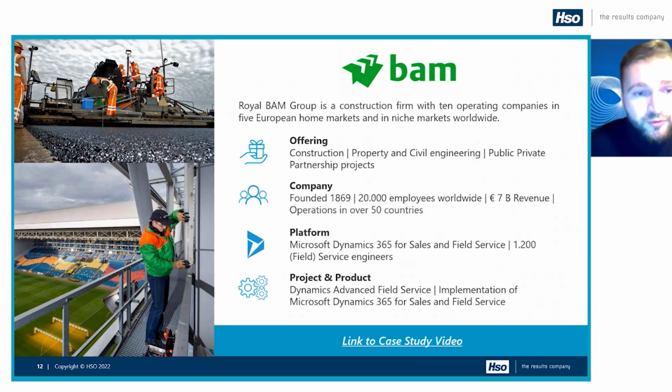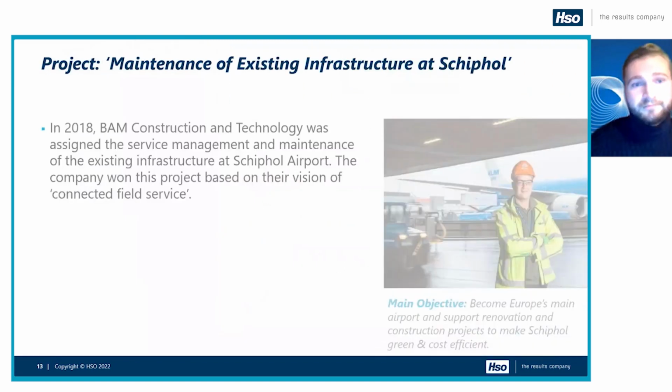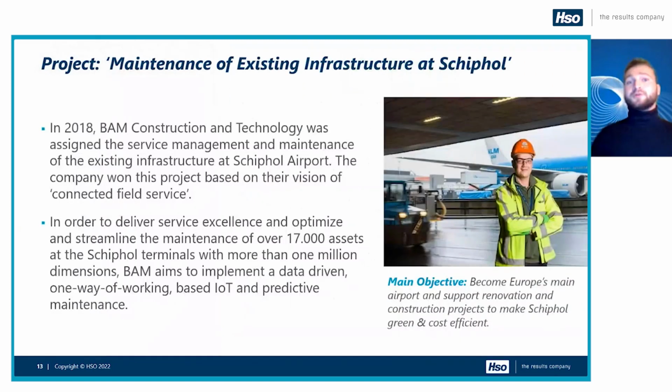And Royal BAM Group actually maintains a lot of hyperscale facilities. You see a stadium, which is the Johan Cruijff Arena, the Ajax Amsterdam soccer stadium. But BAM also maintains Schiphol Airport, and BAM is also responsible for the Museum of the Future in Dubai. In 2018, actually, BAM got the contract to maintain Schiphol Airport and also to maintain all of the 17,000 assets that are across all of the terminals. So think of lifts, toilets, everything that goes beyond that. And that was quite a challenge.